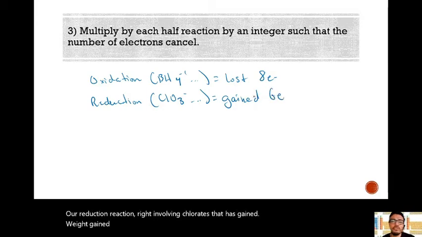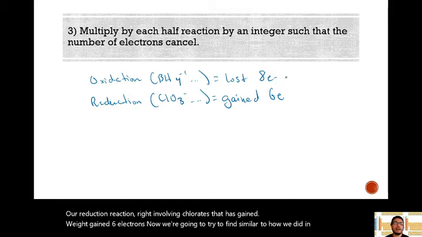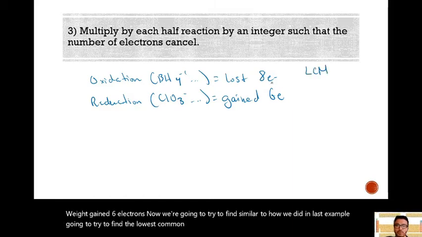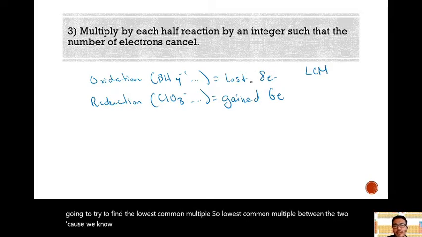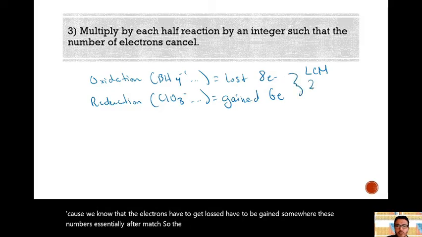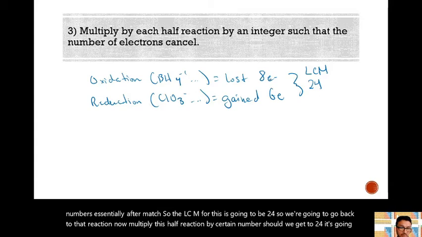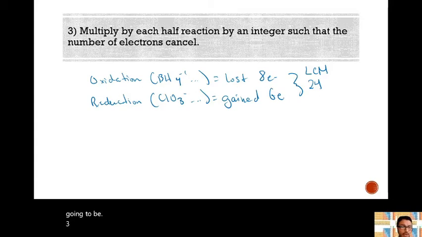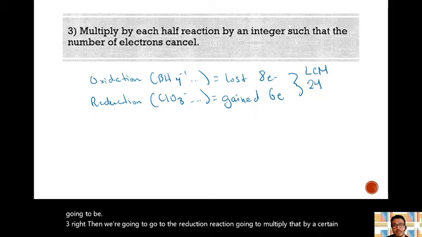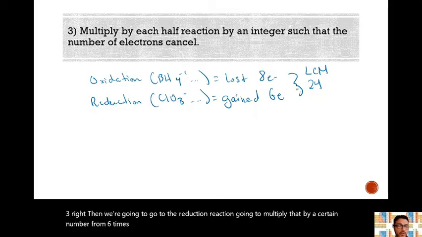Now, similar to how we did in the last example, we're going to try to find a lowest common multiple between the two, because we know that the electrons that get lost have to be gained somewhere. These numbers essentially have to match. So the LCM for this is going to be 24. So we're going to go back to that reaction and multiply this half reaction by a certain number so we get to 24. It's going to be 3. Then we go to the reduction reaction and multiply that by a certain number, 6 times something to get to 24, which is 4.